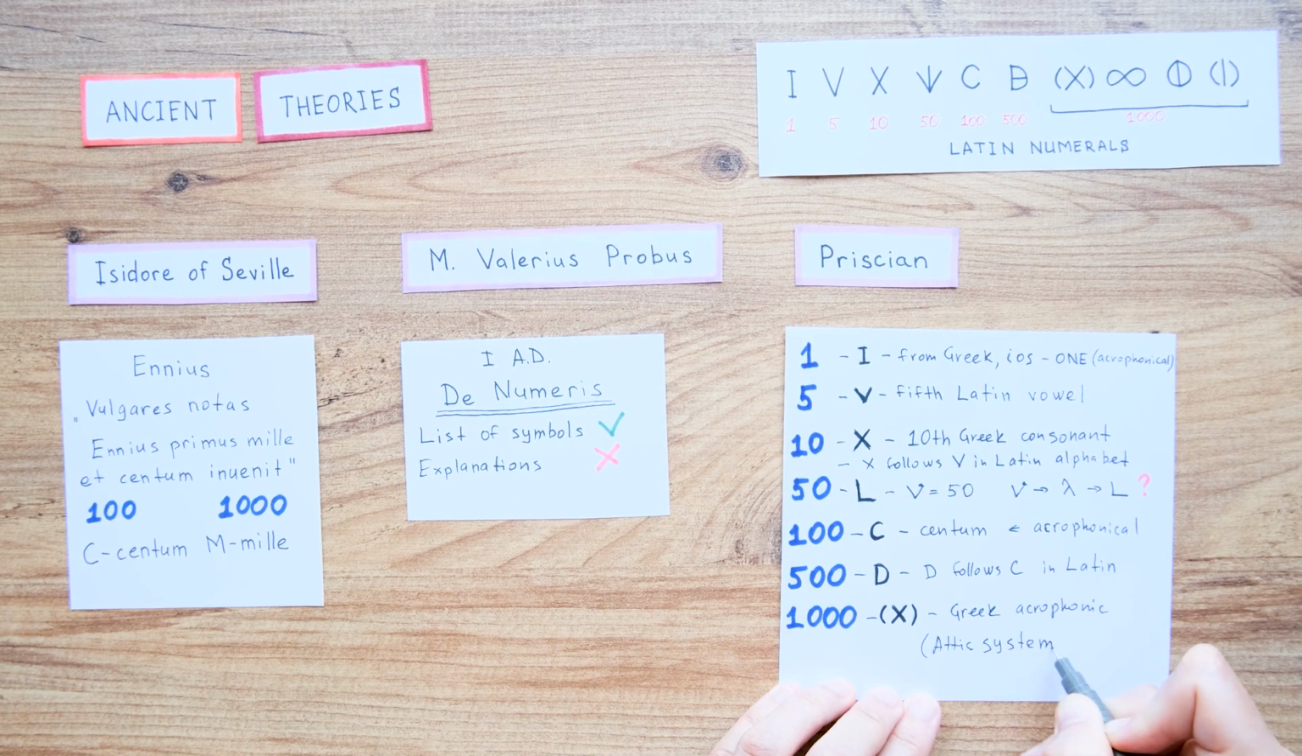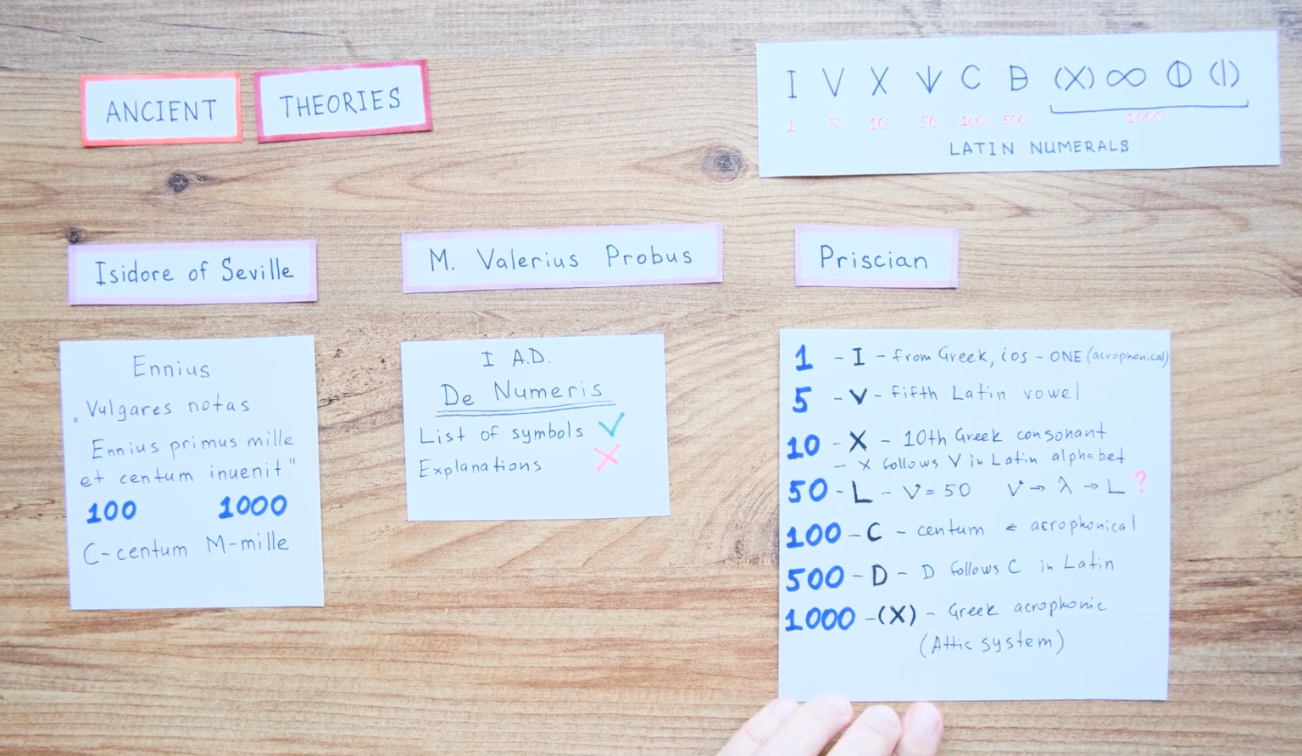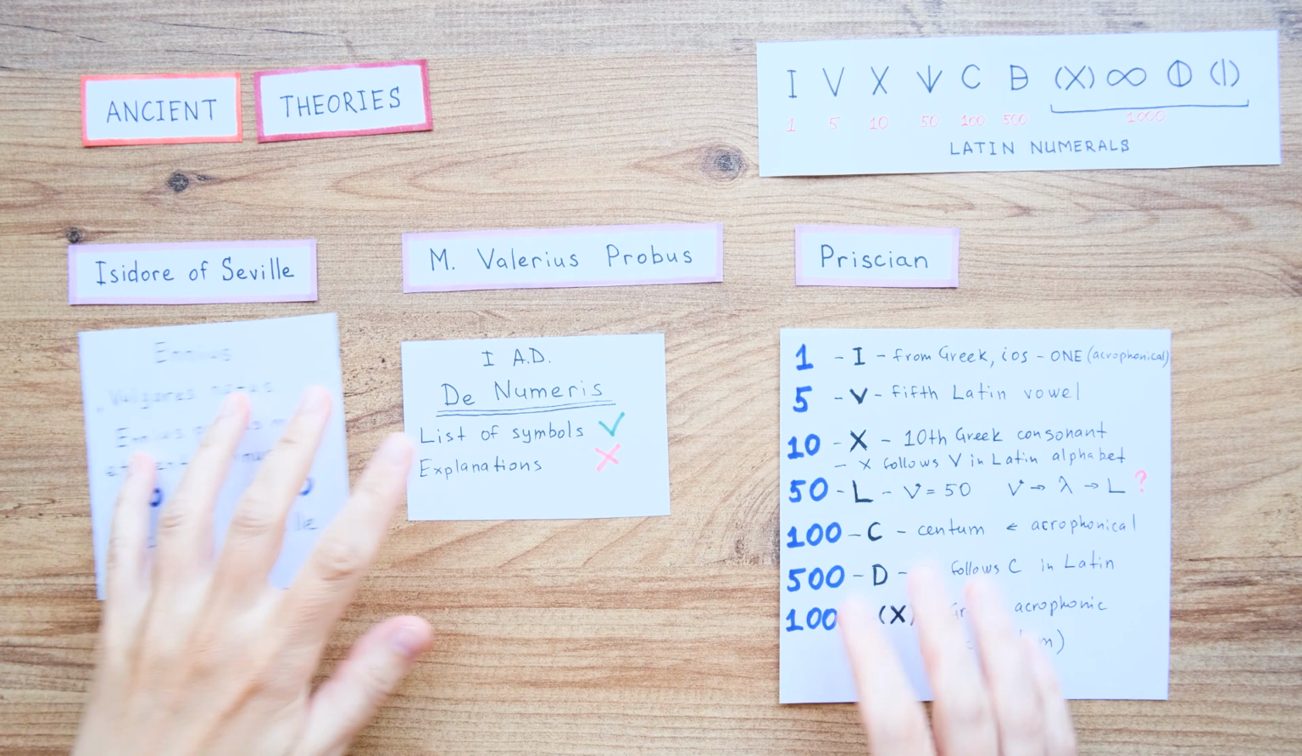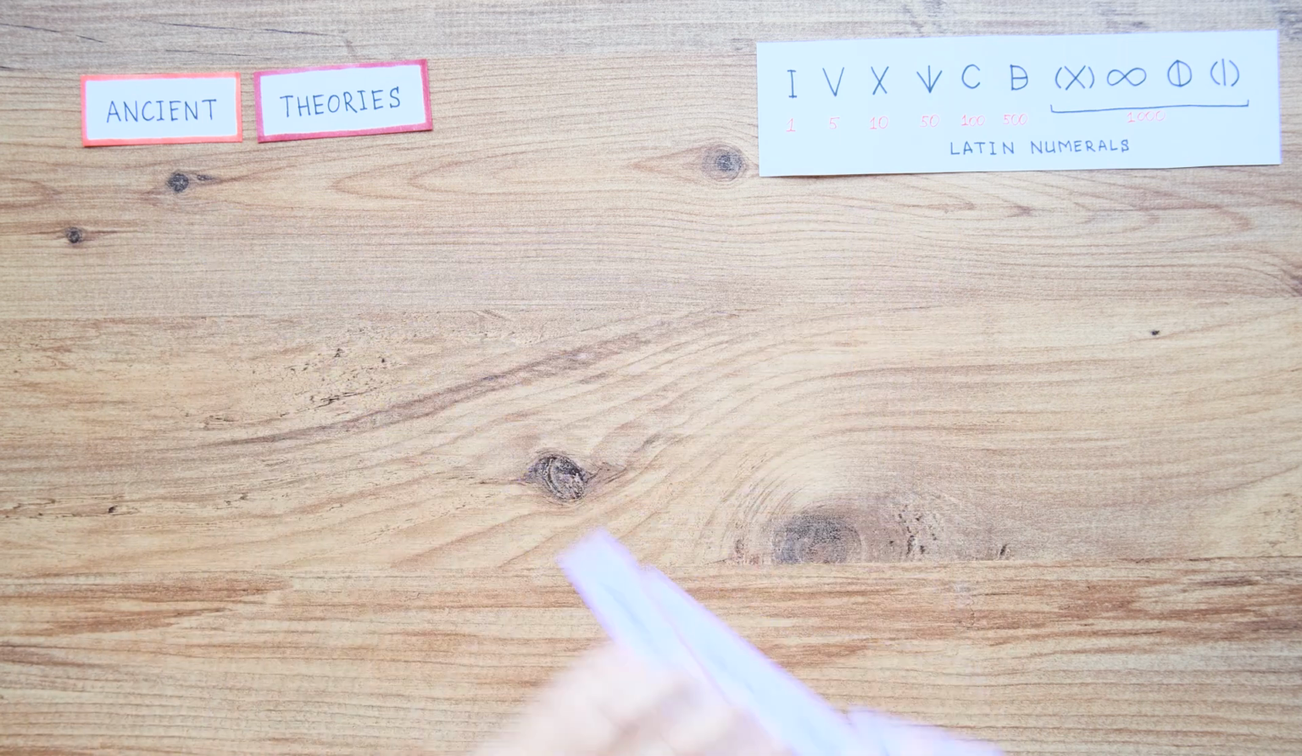It seems that the only conclusion from Priscian's theory is that in ancient times neither he nor anyone else knew the origin of the Latin numeral system. But anyway, now you have some understanding of how explanations could look, and how sophisticated they could be. Now let's go to the so-called tally mark theories.